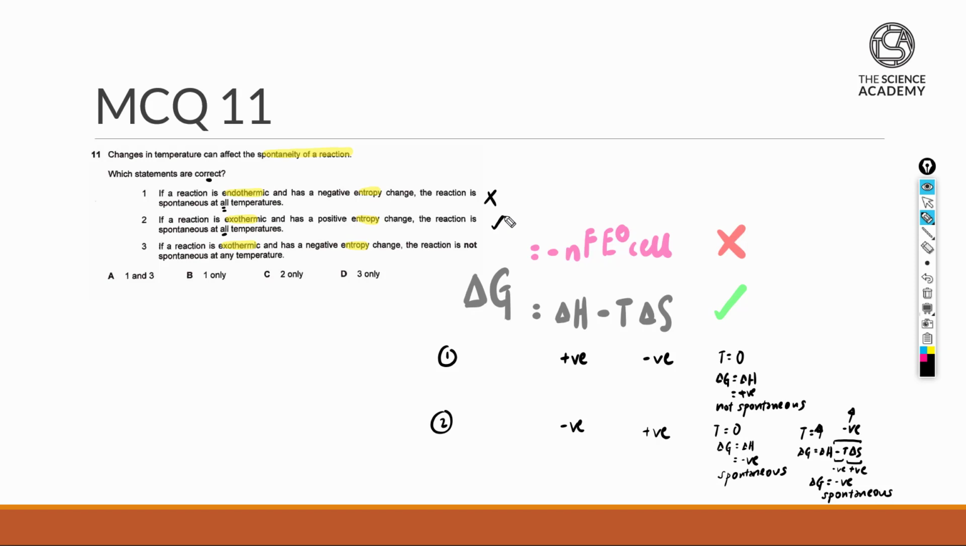So option number 3. So I'm just going to put this at the top here. When the reaction is exothermic and it has a negative entropy change, the reaction is not spontaneous at any temperature. So now it's going to be quite a big word here, which is at any. If T is equal to 0, same thing, delta G is equal to delta H. And then you will see that in this case your delta H is negative. So that means that delta G is negative, which is considered to be spontaneous. So if the question were to say that it's not spontaneous at any temperature, then this is going to be wrong, because at absolute 0, it is spontaneous.